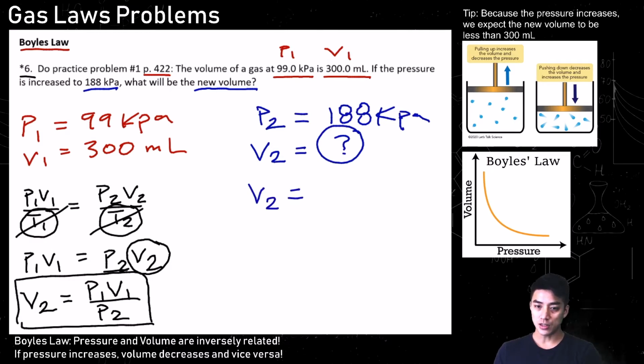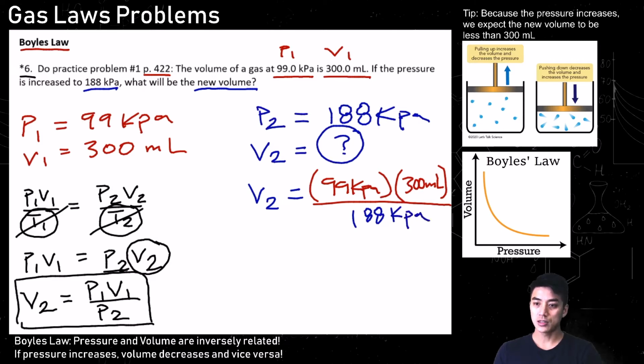And now we just need to plug in. It's just plug and chug. V2 is equal to, we're going to plug in P1 here, 99. Multiply that by the initial volume, 300 milliliters. And divide by the new pressure, 188 kilopascals. Units are important. You're going to see how the units cancel out. Kilopascals would go away, and you're left with milliliters, which is a unit of volume. So that means we're doing it correct so far. And now we just need a calculator at this point. Just go 99 times 300 over 188. And let's see what we get.